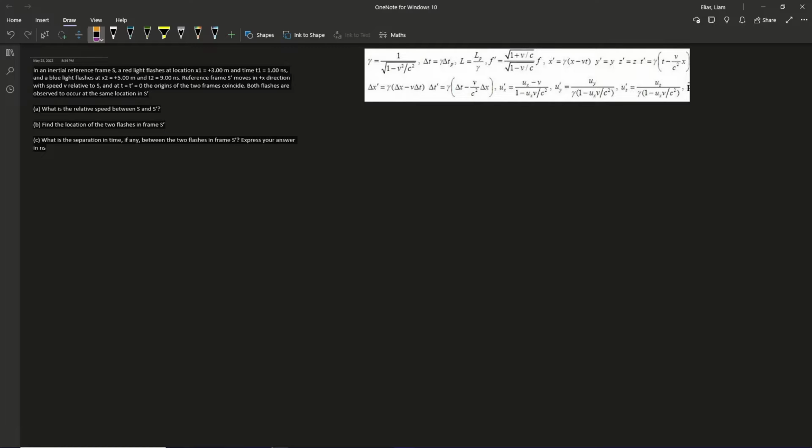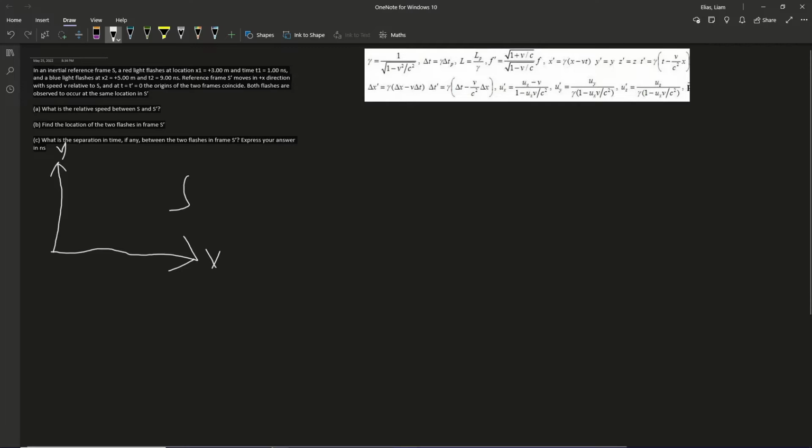So the first part of the question, part A: what is the relative speed between S and S prime? Or basically, how fast is S prime moving relative to S? It's always good to make a sketch with questions like this. So here we have frame S. This is the X direction. Or sorry, got this backwards. We have our Y and X.